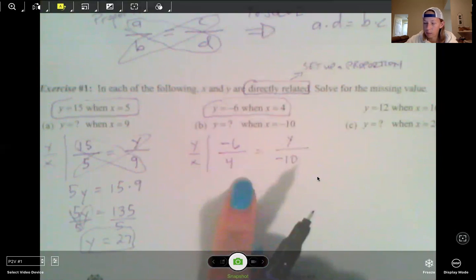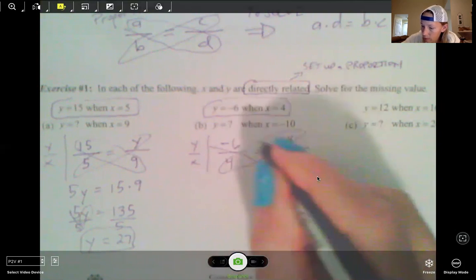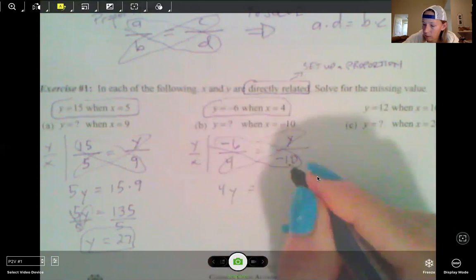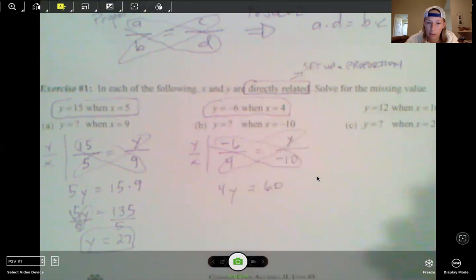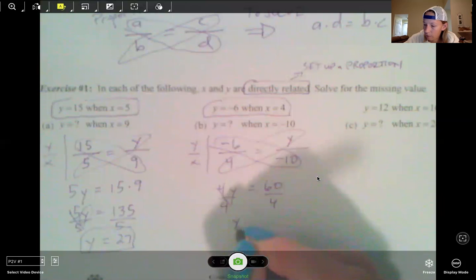So again, once I set up that proportion, that's my first step. Then I cross multiply. Be careful with your negatives here. So we get 4y equals -10, -6 times -10 is +60. Then again, divide by 4 to get y by itself, and y is 15.